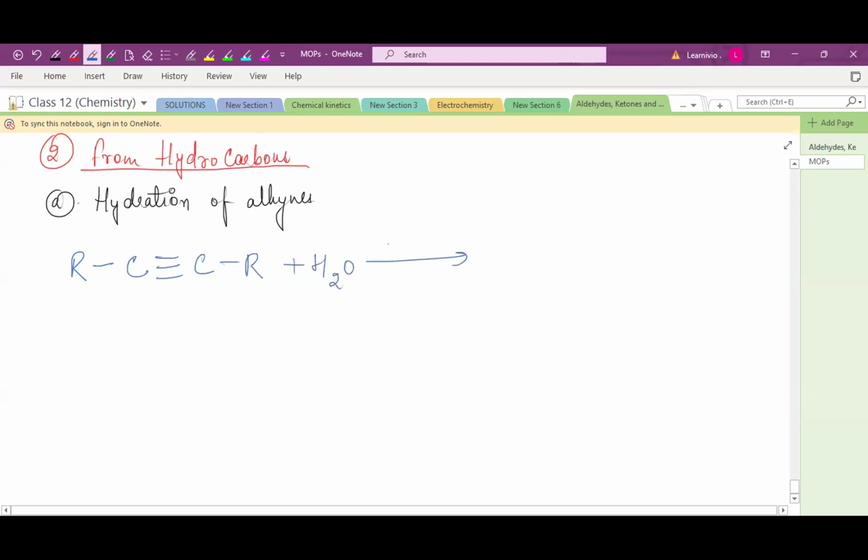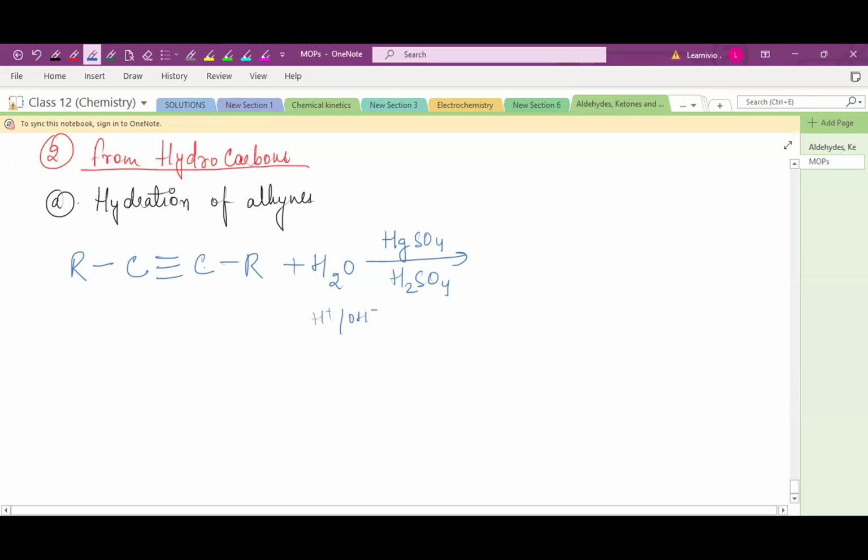So you are doing the hydration in the presence of mercuric sulfate, or H2SO4, sulfuric acid, in the presence of mercuric sulfate. Now, what happens over here when you give this? Here the hydration of alkyne will take place. Because it's a symmetrical alkyne, you can attach hydrogen or OH minus to either carbon, since water has H plus and OH minus ions.